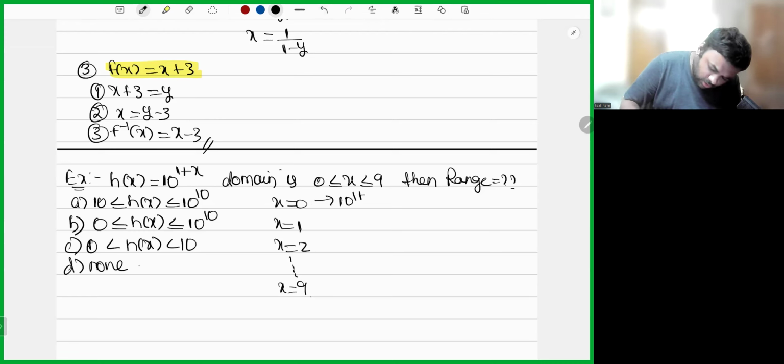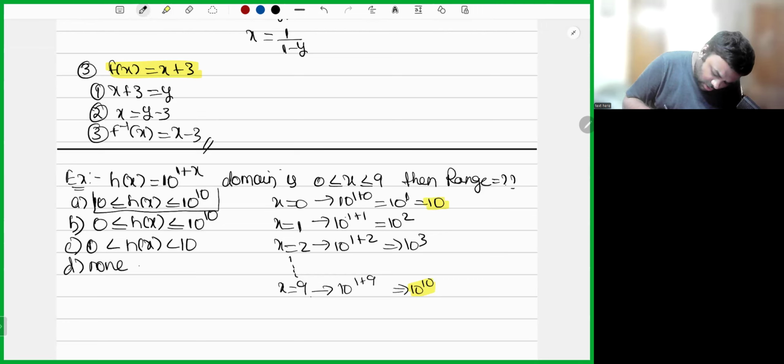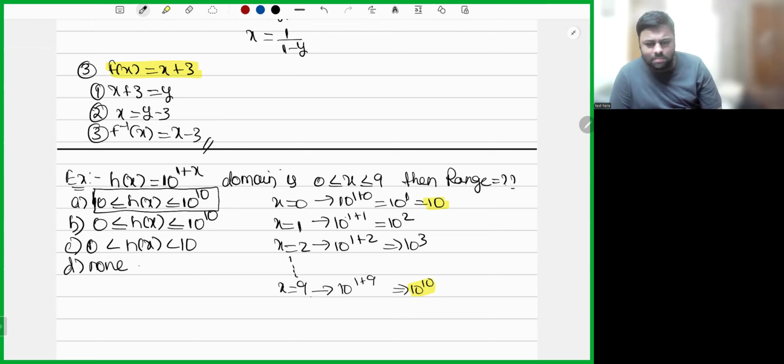10 power 1 plus 0, that is 10 power 1, 10. 10 power 1 plus 1 is equal to 10 square. 10 power 1 plus 2 is equal to 10 cube. 10 power 1 plus 9 is equal to 10 power 10. So can you see the value is starting from 10 and ending at 10 power 10? So what is the answer? 10 less than or equal to h of x less than or equal to 10 power 10. Okay, simple, nothing much complicated.